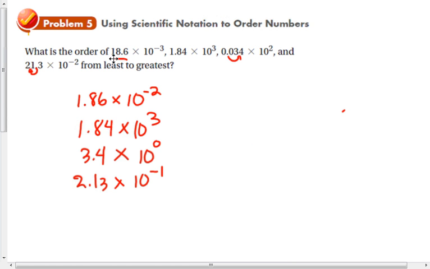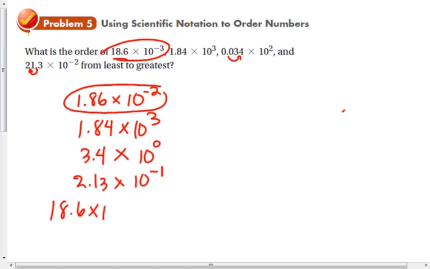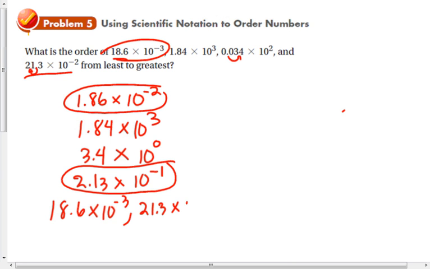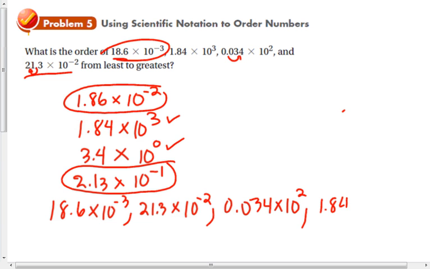So this number is the smallest, and that's this. So 18.6 times 10 to the negative third comes first. And my second smallest is this one, right here, 21.3 times 10 to the negative second. Then this number here, which is 0.034 times 10 to the second. And finally, this one, which is 1.84 times 10 to the third. All right, you try that.